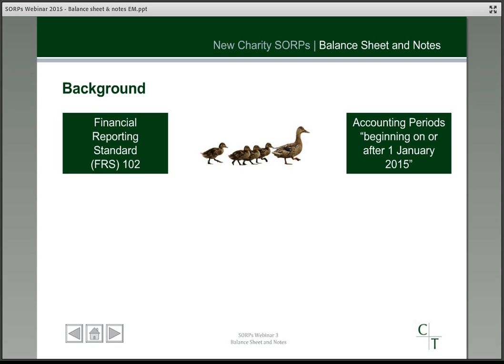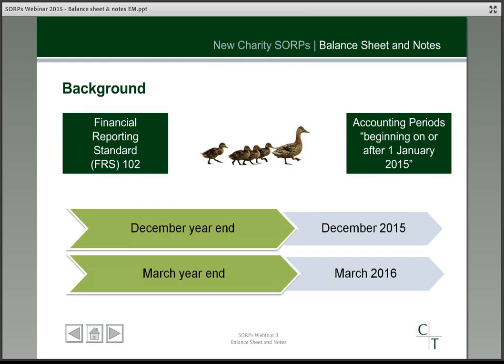The new SORPs apply to accounting periods commencing on or after 1st of January 2015. So if you have a December year end, the December 2015 accounts are those which will be first affected, with the comparative figures restated for consistency. The first day of the comparative year, i.e. for December year ends, the 1st of January 2014, is what's called the transition date. And it's from this date that any changes to balances required under the revised accounting treatments must be calculated.